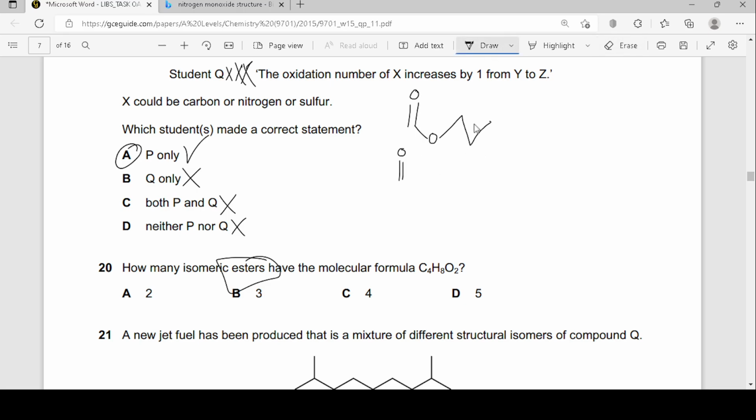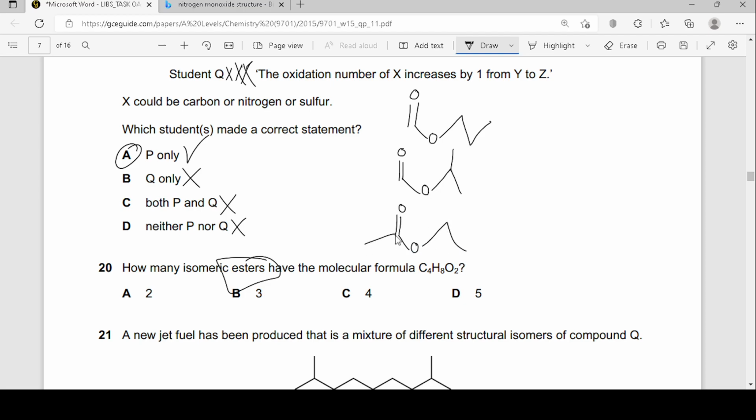Then what else can I have? I can have this same thing, but with a branch. So I make 1, 2 here, and then a branch over there. So that gives me 2 from methanoic acid. Then if I make my acid 2-chained, if I make the acid having 2 carbon atoms, so 1, 2 carbon atoms, and then I have 2 carbon atoms for my alcohol part as well.